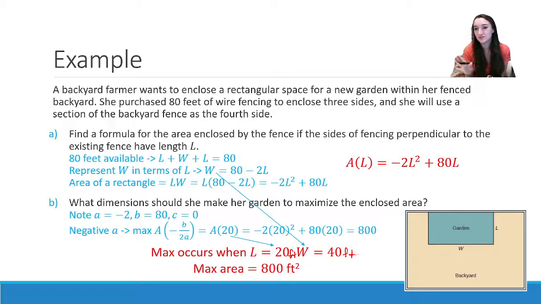You should always use your units in a question like this, and so that's a mistake on my part for not putting units. But you should always include units when you answer a word problem. If you don't include units, you will get points off. So L equals 20 feet, W equals 40 feet. And the maximum area is 800 feet squared.